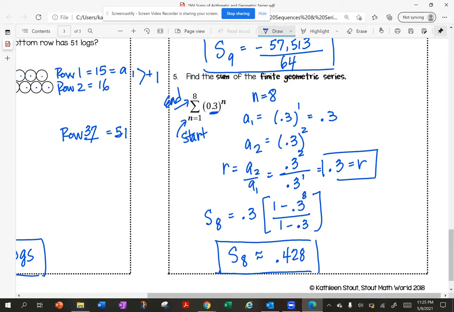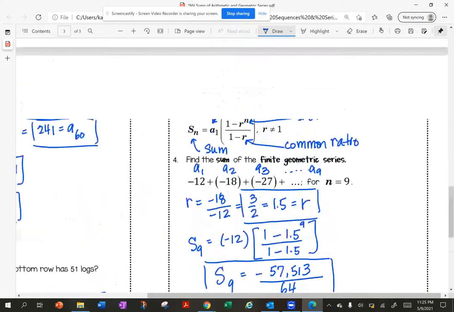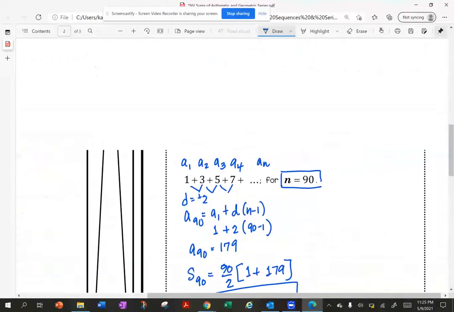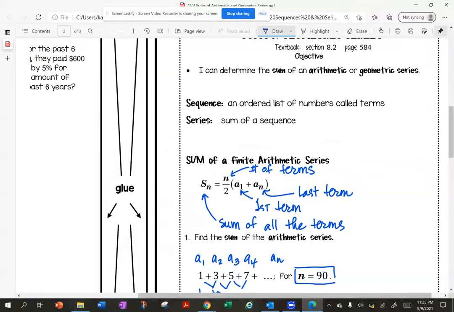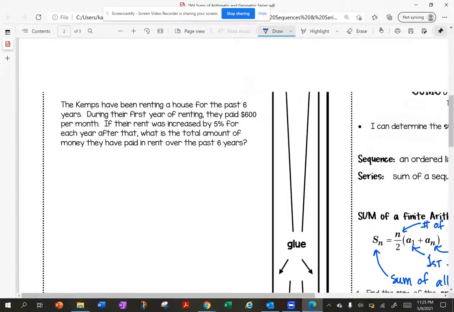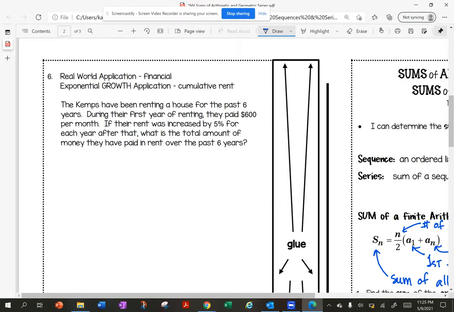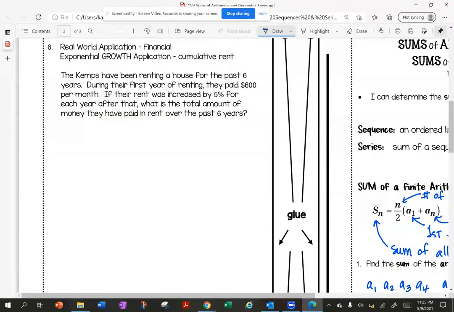Let's do another real world example. This one's a renting example. This is why everybody wants to buy a house, because rent, we just pay and don't get back. All right, so this is a cumulative rent. The Kemps have been renting a house for the past 6 years. In the first year of renting, they paid $600 per month. If their rent was increased by 5% for each year after that, what is the total amount of money they paid in rent over the past 6 years?